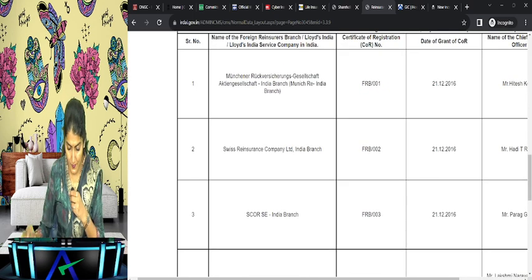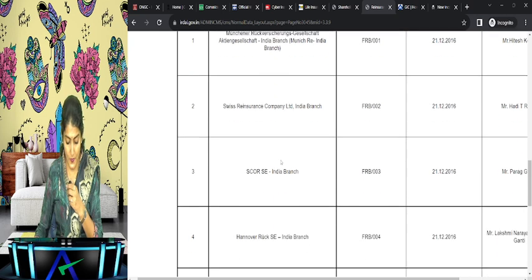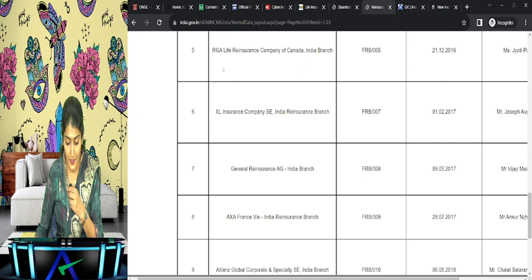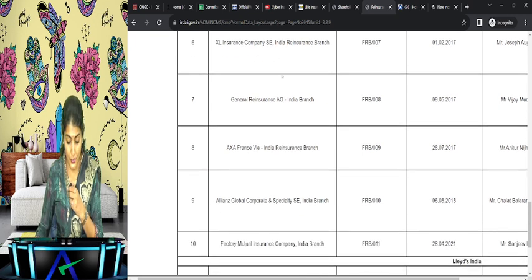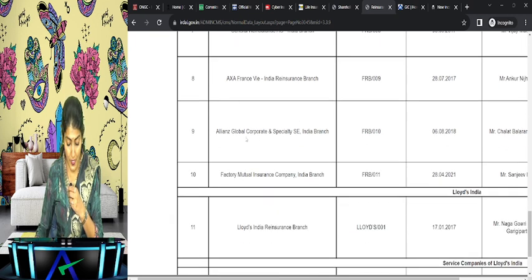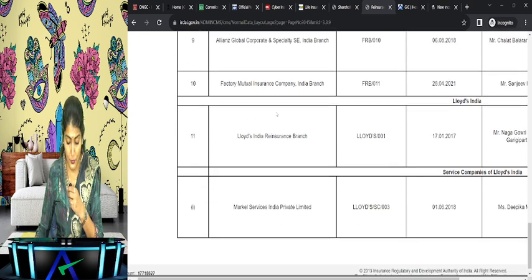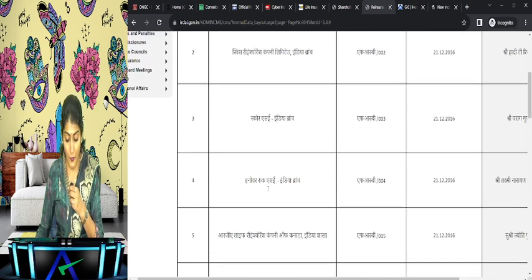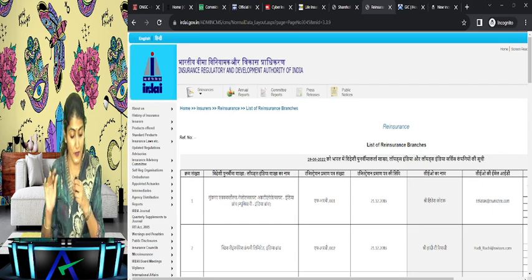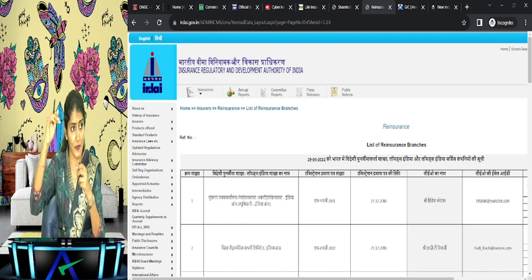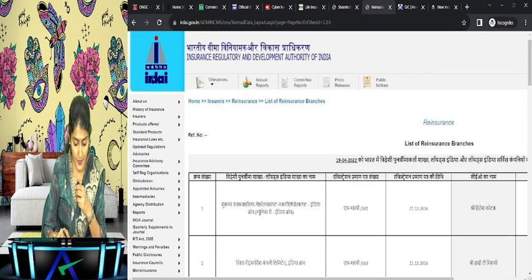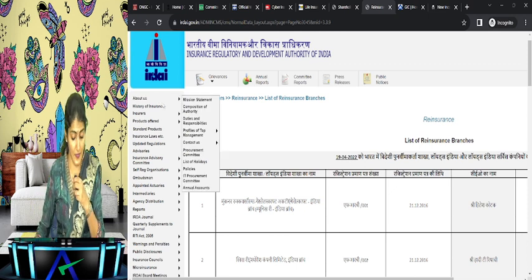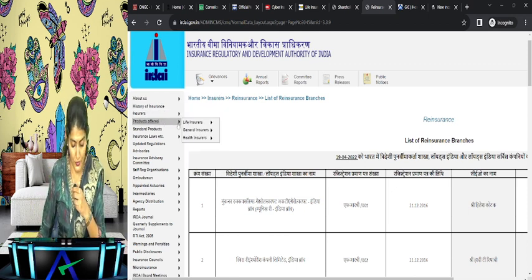So what does it say? The Munich branch, then the Swiss Reinsurance, then the SCOR SE India branch, then the Hannover, then the RGA Canada, then also the XL Insurance, then the General Insurance AG France, Global Corporate, then the Factory Mutual Insurance, Lloyd's, then the Market Services India Private Limited. Because foreign insurers, can they do direct insurance business in India? No, foreign insurers can only do reinsurance business in India. That is why we see the names of the foreign insurers over here.